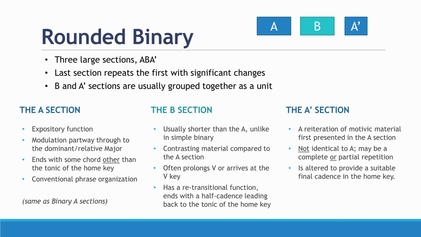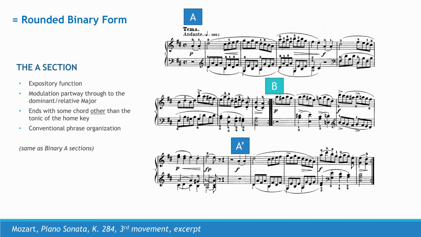So just to review, we talked about various properties of A sections, B sections, and A prime sections in rounded binary. And we know that rounded binary has the last section repeating the first with significant changes. We also know that rounded binary has B and A prime sections grouped together as a unit. Let's now look at the individual properties of each of the constituent sections to see if this matches with our expectations for rounded binary. Let's start with our A section. Our A section has expository function, modulation partway through, ends with some chord other than the tonic, and has conventional phrase organization. We're going to break this down one at a time.